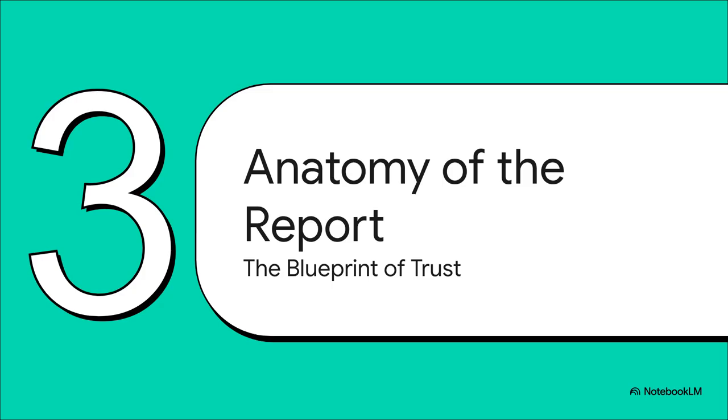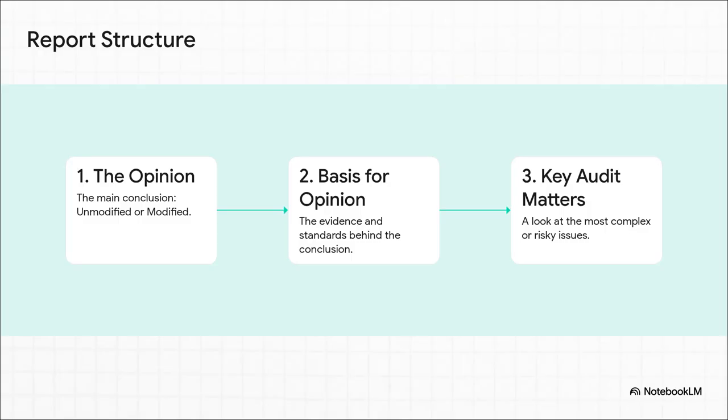Because if you understand its structure, you can find what you need super quickly and see exactly how the auditor got to their conclusion. Every single report follows this clear structure. It kicks off with the opinion right at the top. Bam, that's the main conclusion. Right after that, you get the basis for opinion, which is the section that explains how they got there.